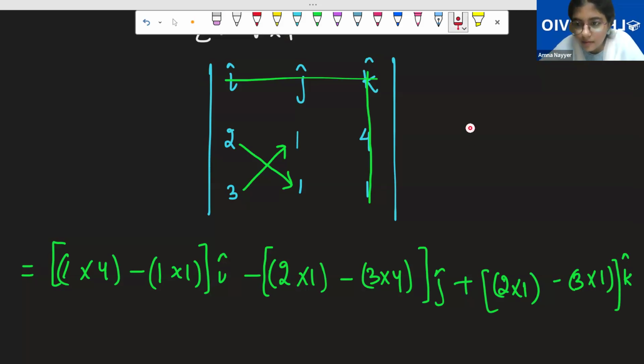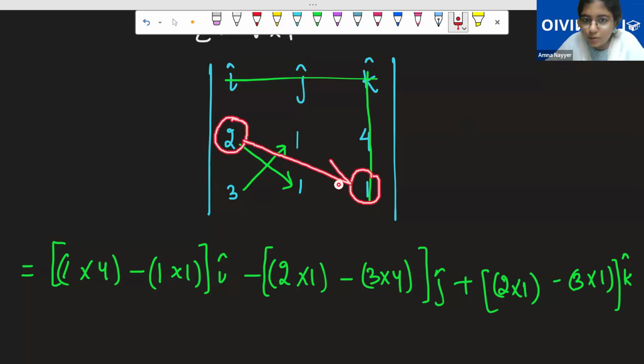Ma'am, can you explain for J cap? For J cap, I'll explain. See, J cap also cut this, cut this. See, you are left with 4 quantities. These two, multiply these two first. We always go like this, diagonally down, then diagonally up. So here also see diagonally down, diagonally up.